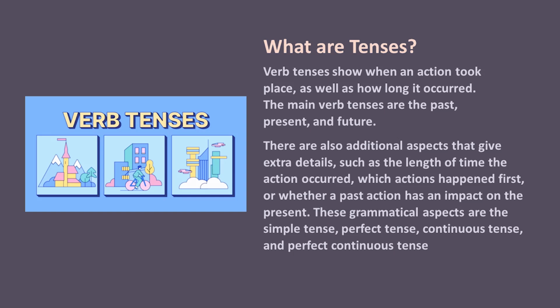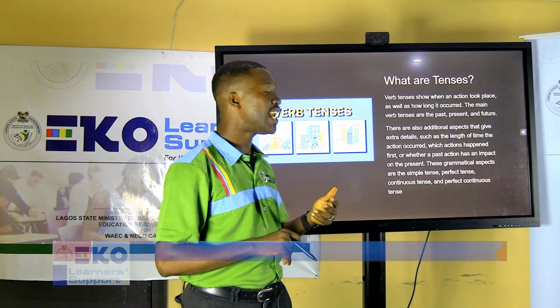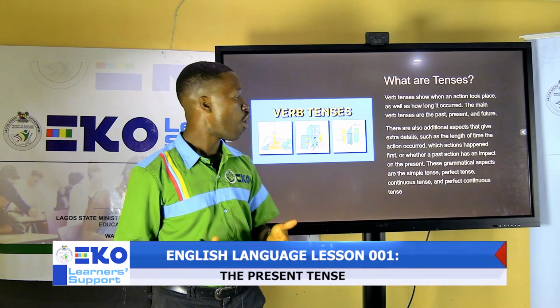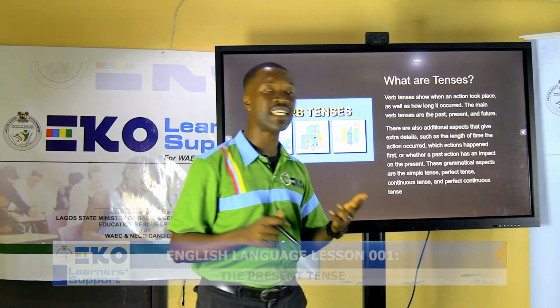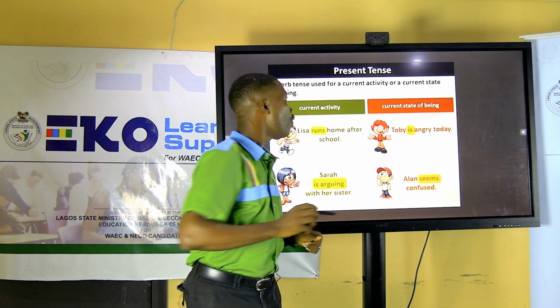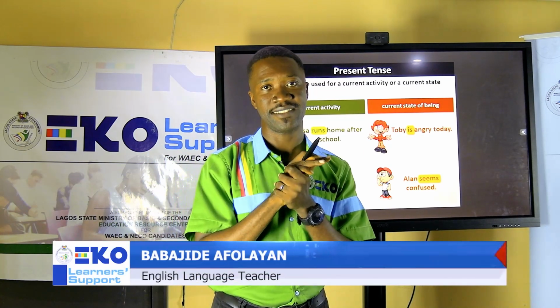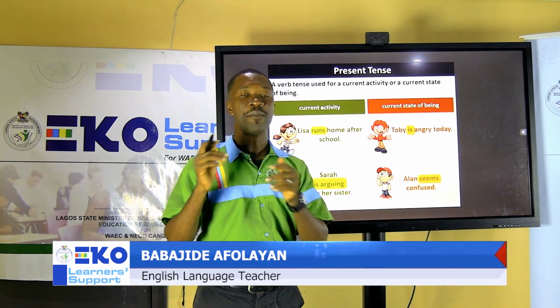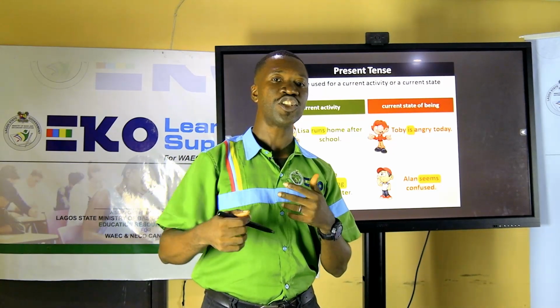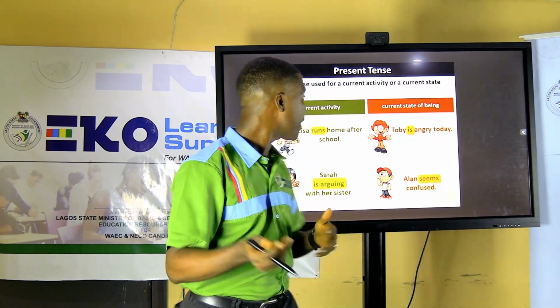We also have additional aspects that give extra details such as the length of time the action occurred, which actions happened first, or whether a past action has an impact on the present. These grammatical aspects are what we call the simple tense, the perfect tense, the continuous tense, and the perfect continuous tenses. Today, we will be looking at the present tense. I'm sure many of us have come in contact with the present tense in the use of speech, when you write, when you speak.